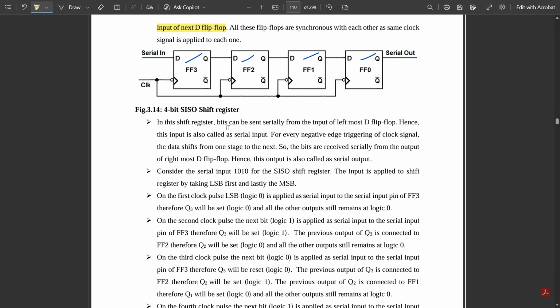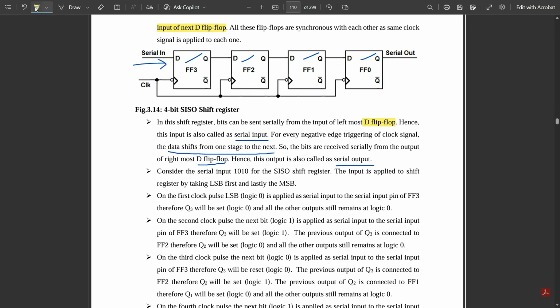In this shift register, bits can be set serially from input of leftmost D flip flop. That is, this is the leftmost D flip flop, and through this the inputs are sent like this. Okay. Hence, this input is also called as serial input. For every negative edge triggering of the clock signal, the data shifts from one stage to next. So the bits are received serially from the output of rightmost D flip flop. Hence, the output is called as serial output. Okay, based on the negative edge triggering of the clock signals.